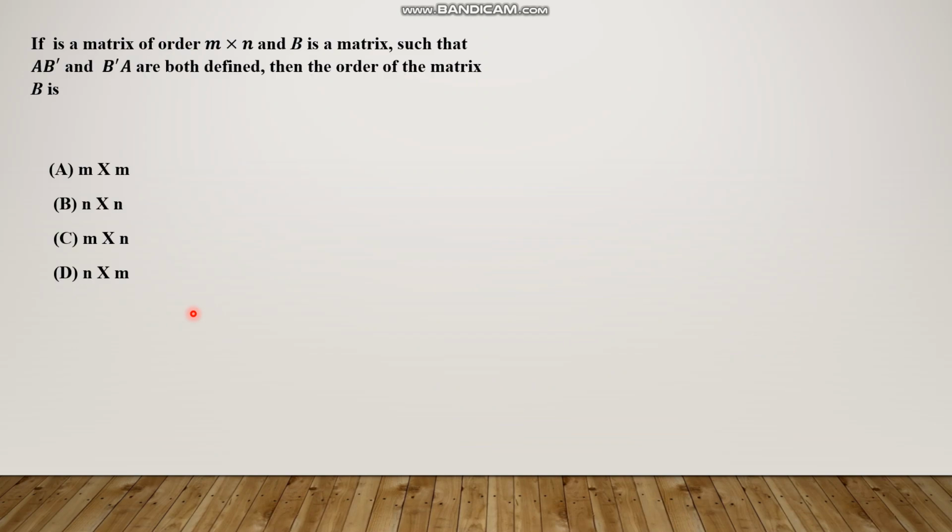Now take a moment to look at this question. If A is a matrix of order m by n and B is another matrix such that AB dash and B dash A are both defined, then the order of the matrix B is, we have four options: m by m, n cross n, m by n, and n by m.